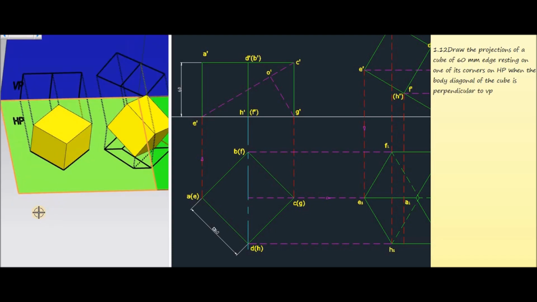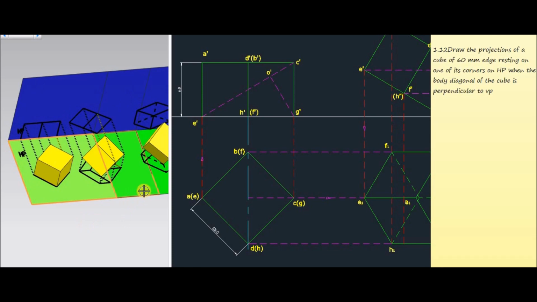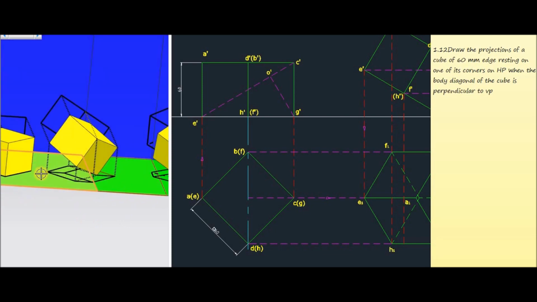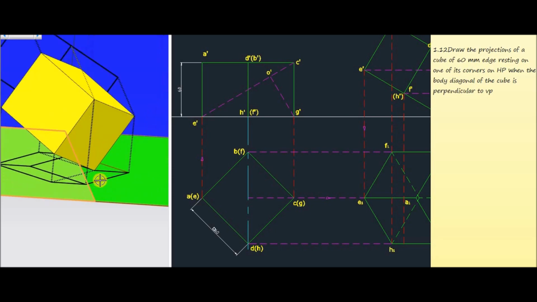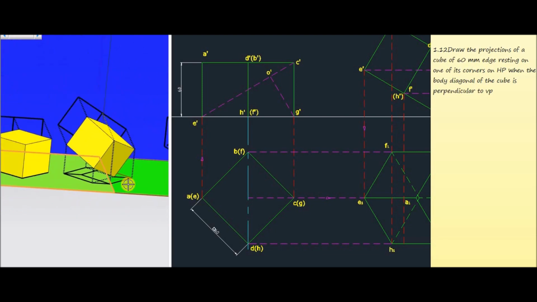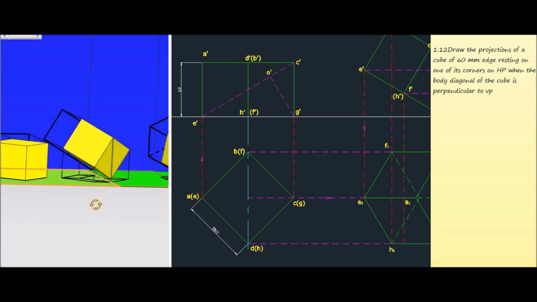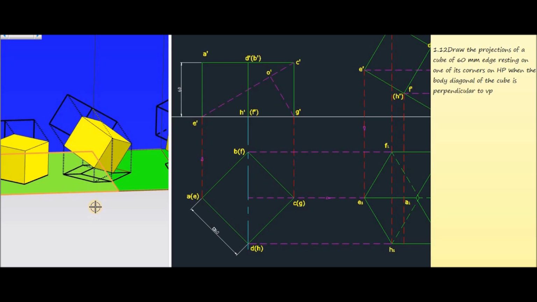Then in the second stage it is given that the cube is tilted with respect to one of its base corners. Now let us assume that we are going to tilt the cube about the base corner G. Now this point is G. Another condition given in the question is that when we rotate this cube about one of the base corners, its body diagonal should be perpendicular to the vertical plane.